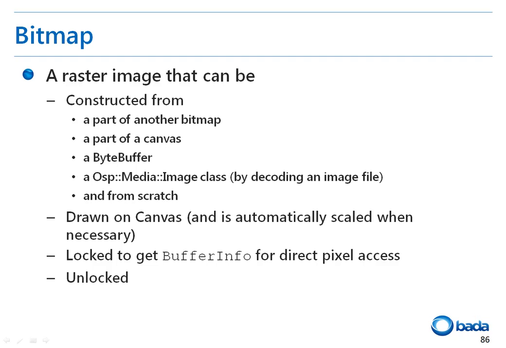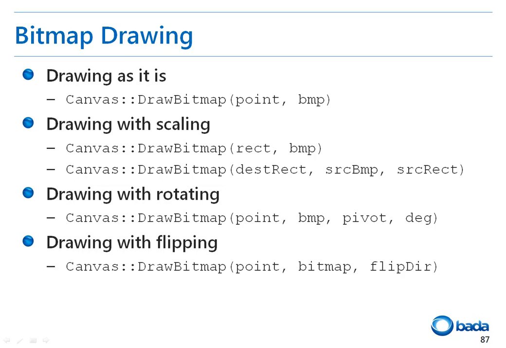The most common way of using a bitmap image would be drawing a bitmap image on the screen using the canvas. The canvas can be used to rotate, enlarge, or shrink a bitmap image. You can get the information of a bitmap image through the BufferInfo class I mentioned earlier by locking the bitmap image. The canvas provides the following bitmap drawing functions: a function to draw a bitmap image specifying the position on the screen, a function to scale a bitmap, and functions to rotate or flip a bitmap image.